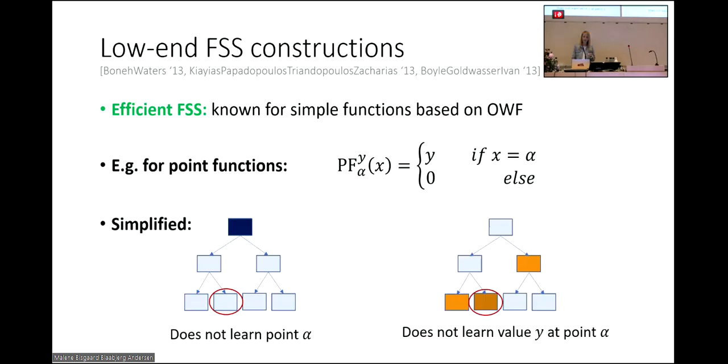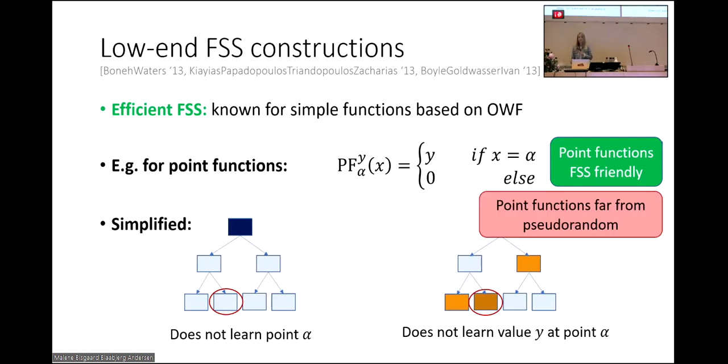And what you see here is not actually quite an FSS for a point function. It's just a punctured pseudorandom function, but this will be enough for a lot of contexts. I don't want to talk about it so much. I just want to point to pictures to give an idea why point functions are easier, because then we can use this nice tree structure and have just this one point that is different for the two parties. So point functions are FSS friendly. That's good.